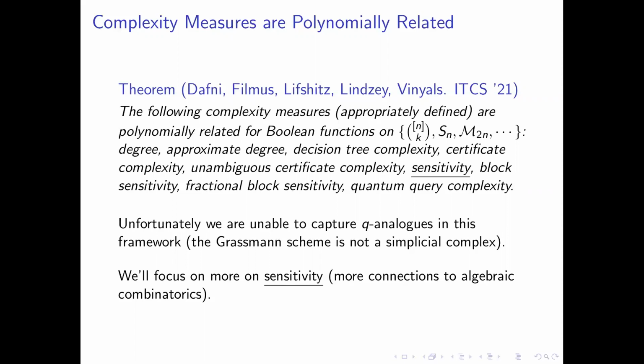But anyways, like I said, we haven't defined most of these, but we'll focus more on sensitivity, because there are going to be more connections to algebraic combinatorics than some of these other complexity measures. Things like certificate complexity and decision tree complexity have a more combinatorial flavor than sensitivity does. So remember, sensitivity was this analytical thing. So I guess I should pause here.